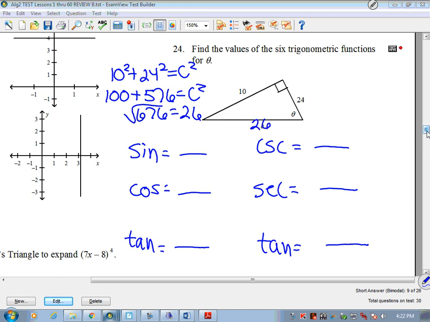All right, now we can go through and start finding our opposite over hypotenuse. Now this is my angle, so this is opposite, this is adjacent, this is hypotenuse. So sine is opposite over hypotenuse, so that's going to be 10 over 26, which I can tell will reduce. That should be 5/13.